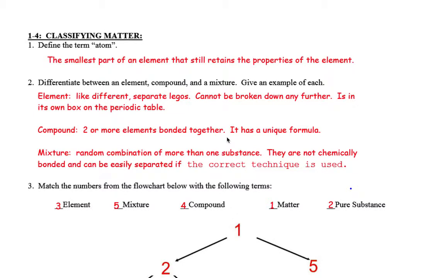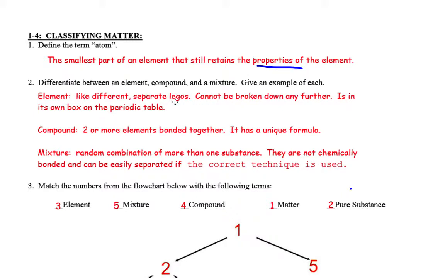All right, 1-4, classifying matter. Last section of the first unit. We took a look at matter and we divided it into different sections, but we know that all matter is made up of atoms. So atoms are the smallest part of an element that still has those same properties.